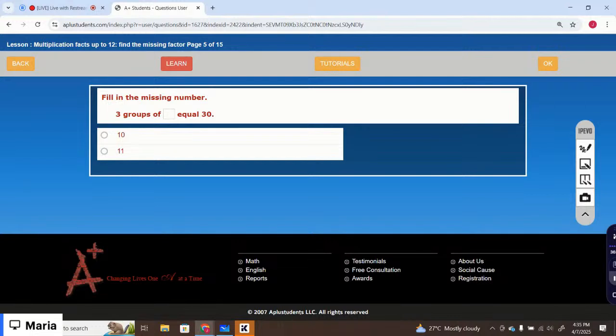Fill in the missing number. 3 groups of what equals 30? That is 3 times 10 equals 30. Option number 1 is the correct option.